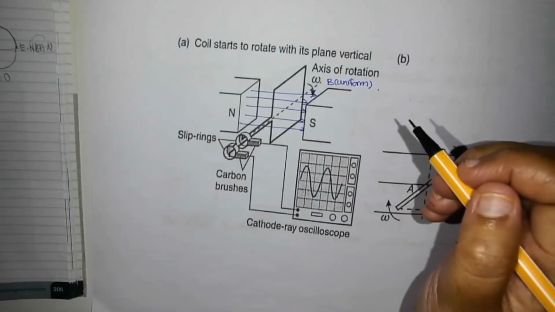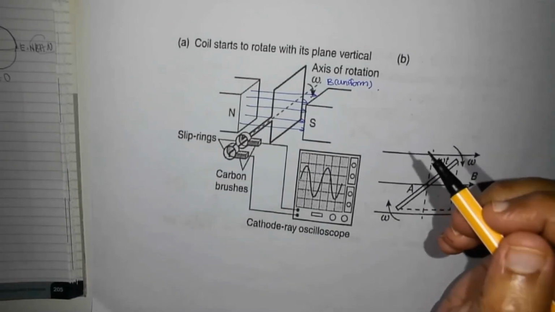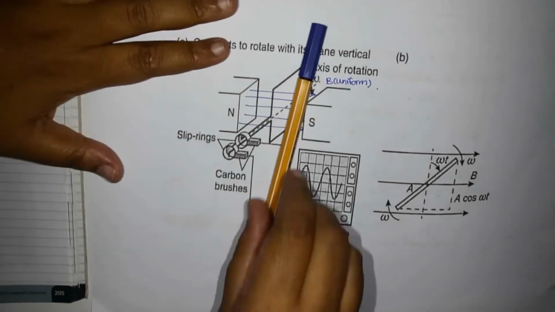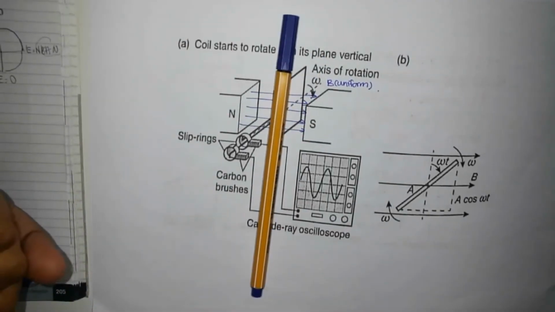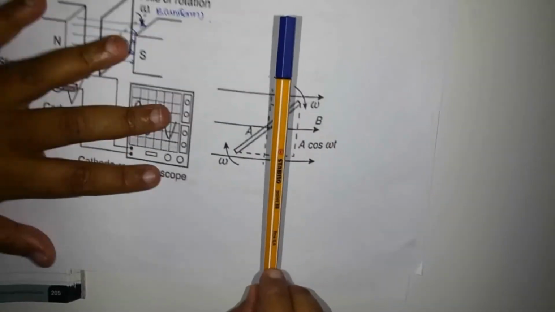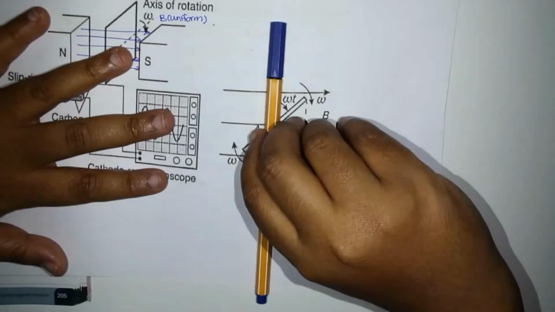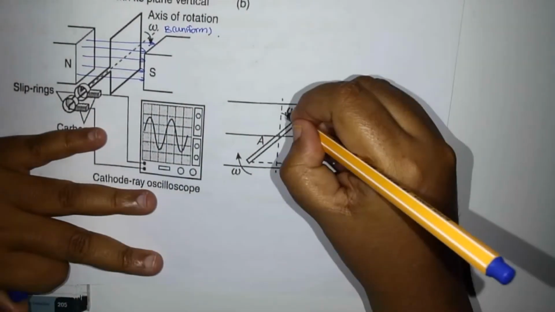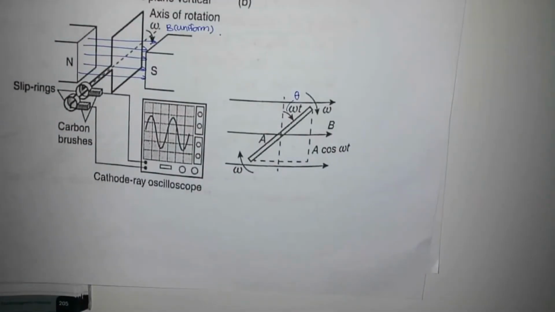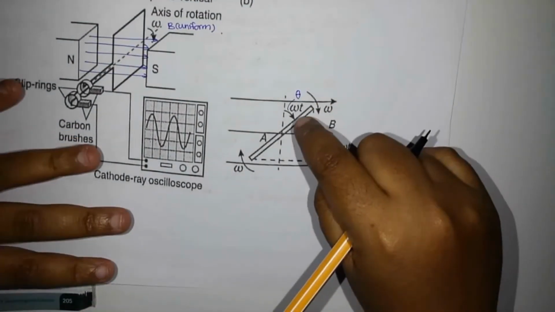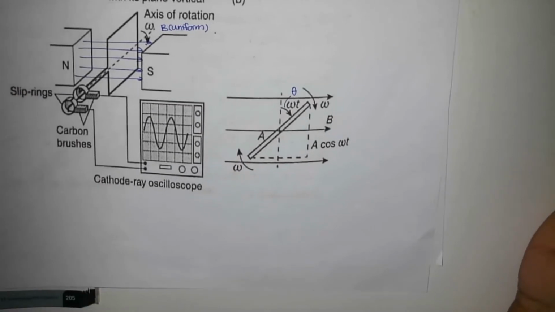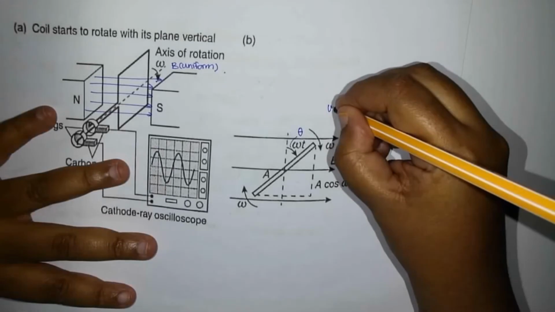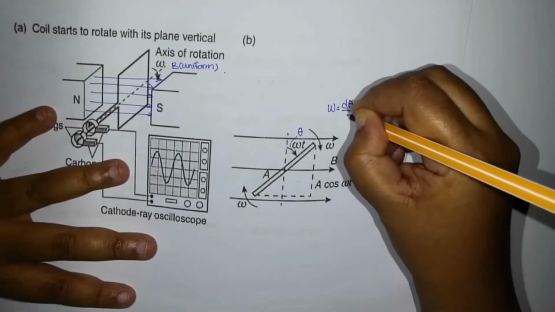Now the coil is rotated at a constant angular velocity omega. So first the plane of the coil is like that. If I put it in this diagram, then the coil is rotated at an angle of theta. When the coil is rotated at the angle theta, if we have learned our circular motion concept, we know omega equals d theta over dt.